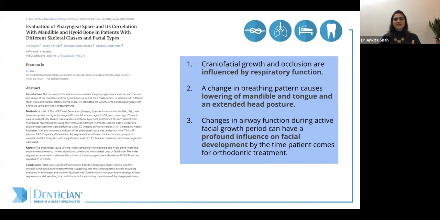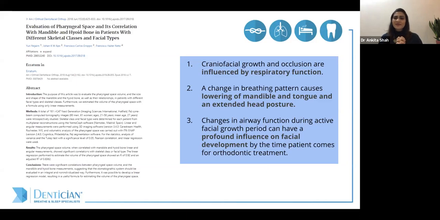So this was another interesting paper where they said that whenever we have a class 1 or a class 2 or a class 3 malocclusion, we are going to have a change in the pharyngeal volume. So we have the breathing airway right behind the jaws. The minute there is a change in position of the jaw, the airway positions are going to alter.